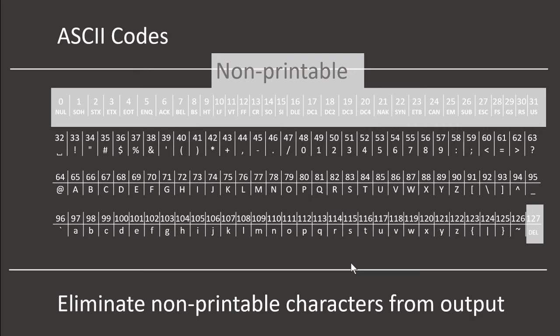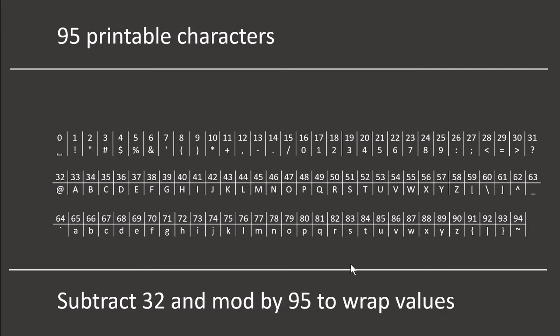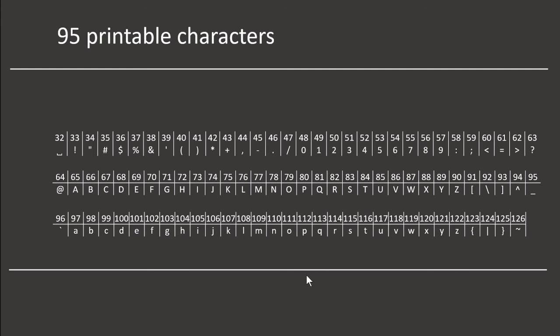The way we're going to do that is we're going to subtract 32 from all of the printable character codes. So starting with the space character, which is number 32, and going on up, we're going to subtract 32 from the value, and then we're going to mod that result by 95 to wrap those values once we've shifted them. And then, of course, at the end, we're going to have to put back that 32 so that we get the characters that we wanted in the first place.